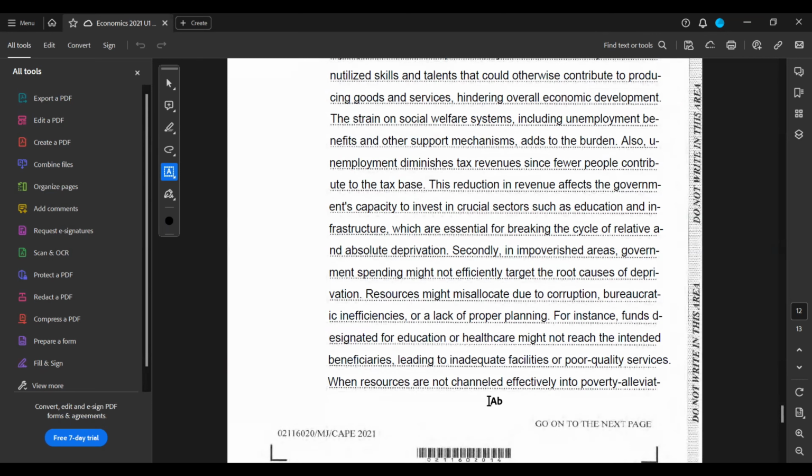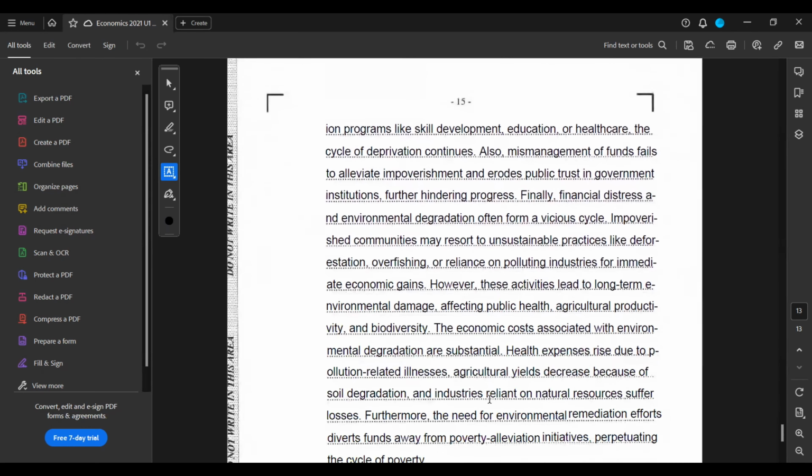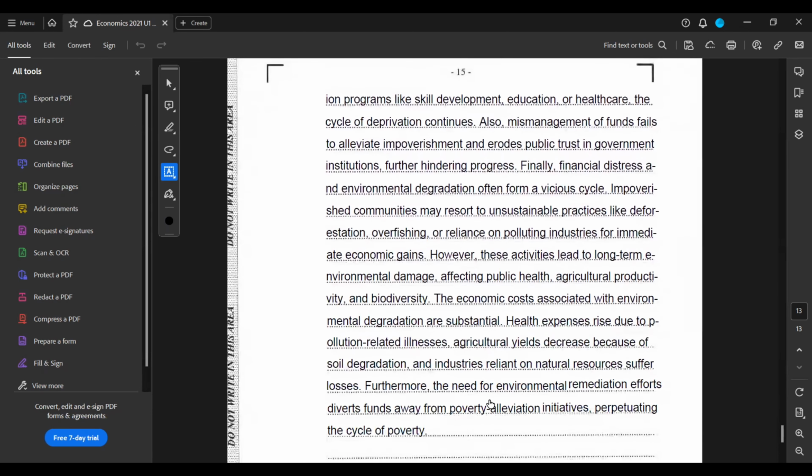For instance, funds designated for education and healthcare might not reach the intended beneficiaries, leading to inadequate facilities or poor quality services. When resources are not channeled effectively into poverty alleviation programs like skill development, education, and healthcare, the cycle of deprivation continues. Also, mismanagement of funds fails to alleviate impoverishment and erodes public trust in government institutions, further hindering progress.